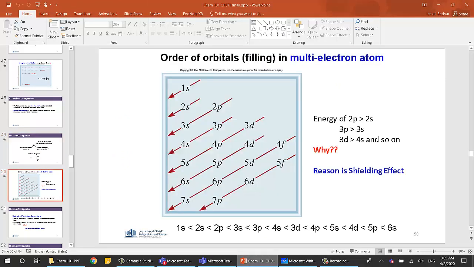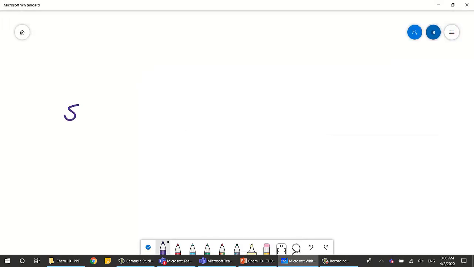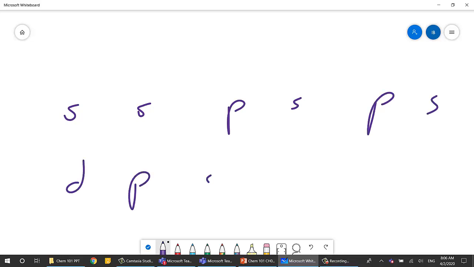Now, the order of filling goes according to a rule that you might know: s, s, p, s, p, s, d, p, s, d, p, s. So it goes from 1s into 2s, and then 2p, 3s, 3p, 4s, 3d, 4p, 5s, and so on. So this is something that you need to memorize, or you just memorize the song that says s, s, p, s, p, s, d, p, s, d, p, s. So the song goes like this. So you can just memorize it easily.